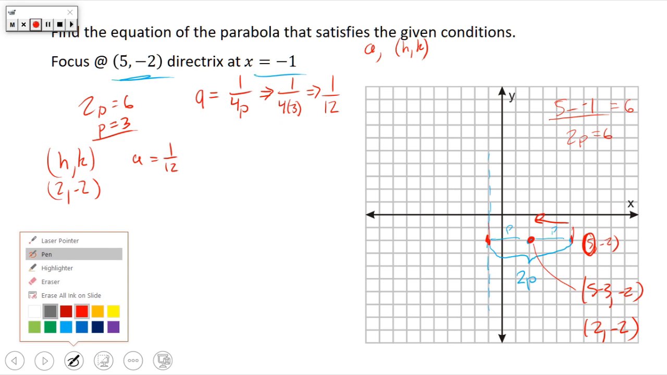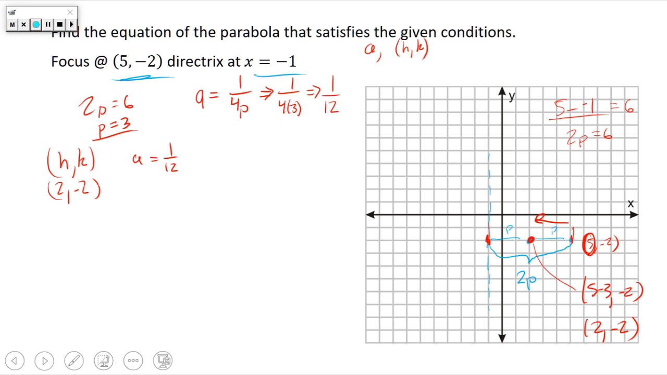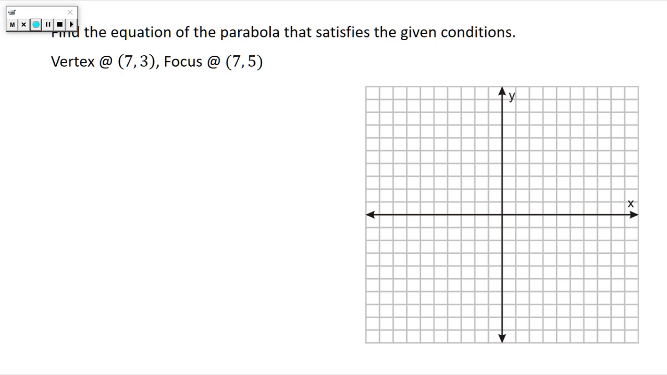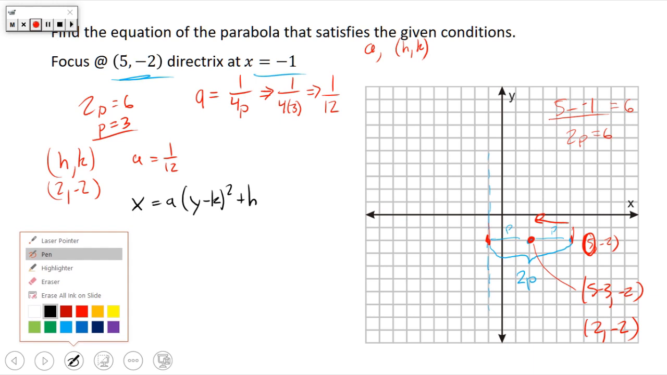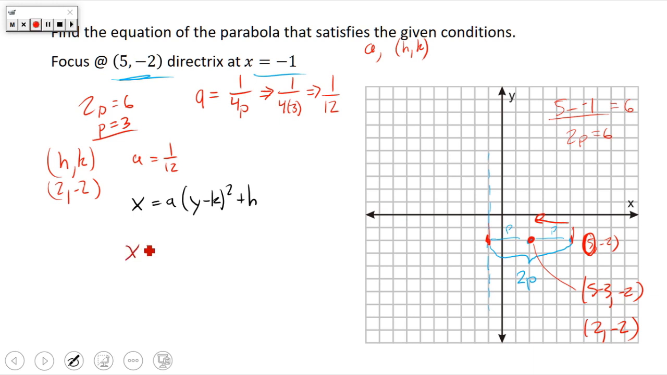Now, the default form of a sideways parabola, one that opens to the right, is x is equal to a times y minus k quantity squared plus h. So let's just write the equation. X is equal to a, which is 1/12, times y minus k, that's k, which is going to be, so this would be plus 2 quantity squared plus h, this is h, 2. That's it, we're done. Moving on to the next problem.